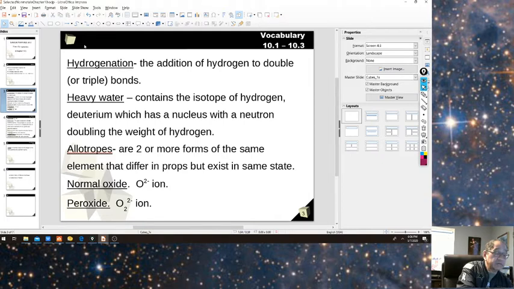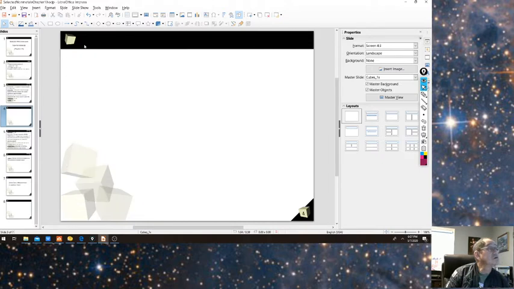Know heavy water. What is heavy water? I don't know if I covered that. I asked you guys to cover that, but know what that is. Know what an allotrope is. And then I'm not going to worry about those other ones down there. Let's know the normal oxide, the peroxide, and then I think there's one more.